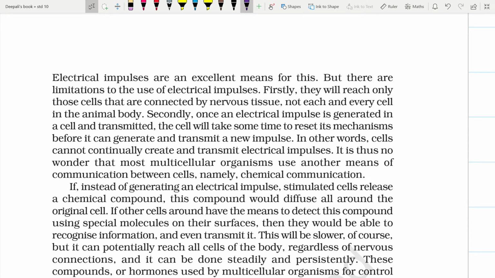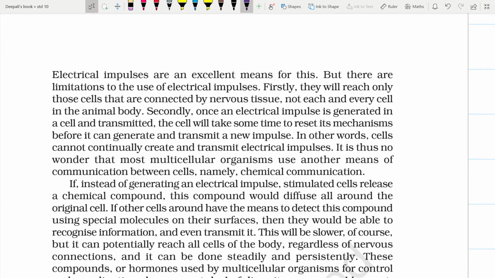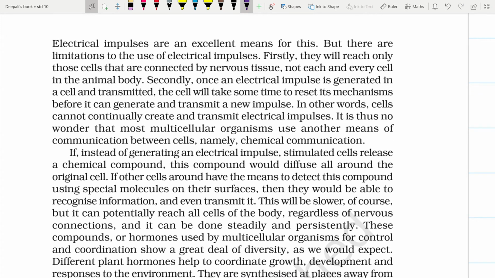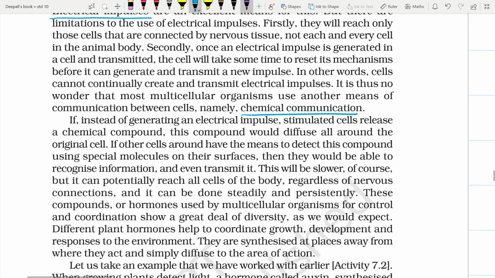In other words, [nervous cells] cannot continuously create and transmit electrical impulses. It is thus no wonder that most multicellular organisms use another means of communication between cells, namely chemical communication. So, both electrical impulses and chemical impulses are important.